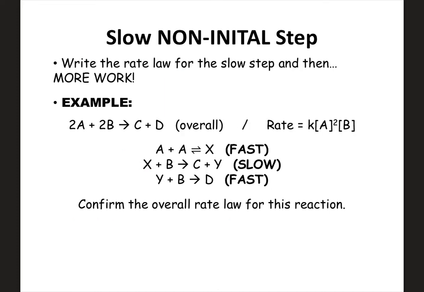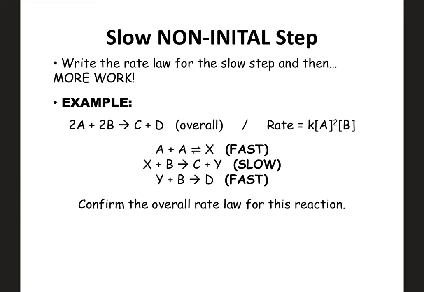What if the slow step is not the first step? You're still going to write the rate law for the slow step, but then it's just a little bit more work. Usually it involves some substitution. So let's say this is our overall reaction. We have 2A plus 2B going to C and D. And the rate law that's determined via experimentation is rate equals K times the concentration of A squared times B. Here's the possible mechanism.